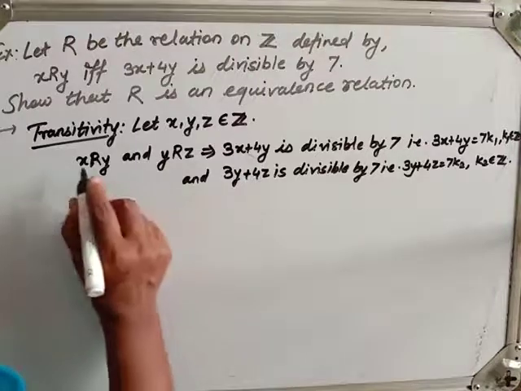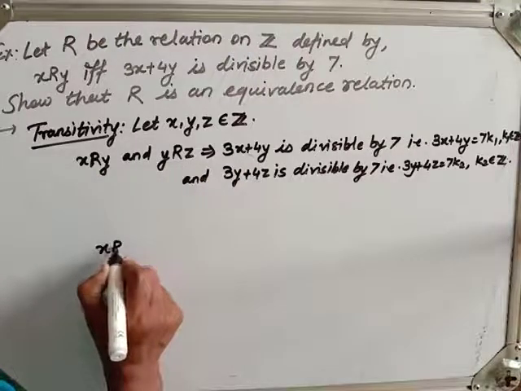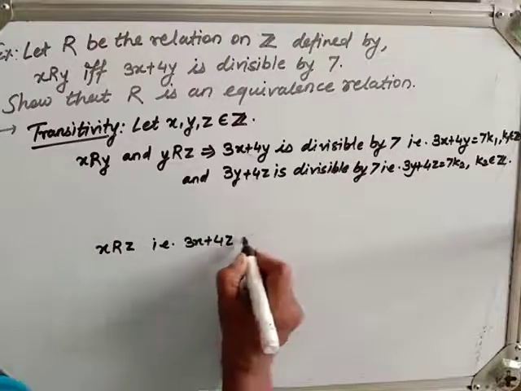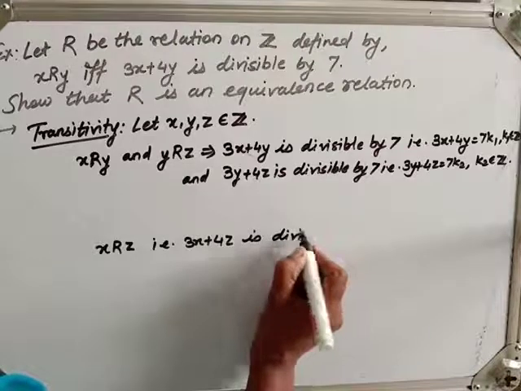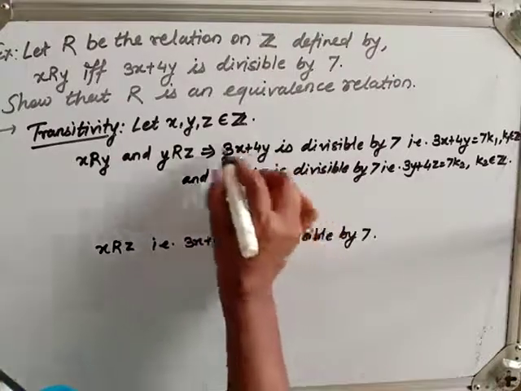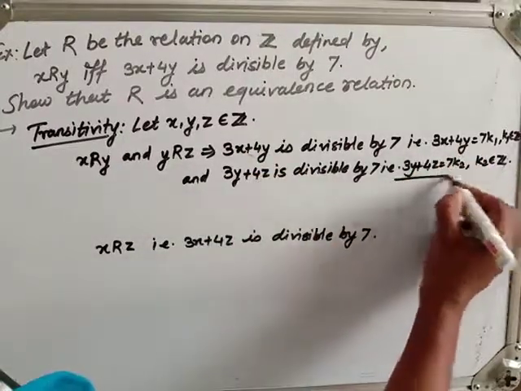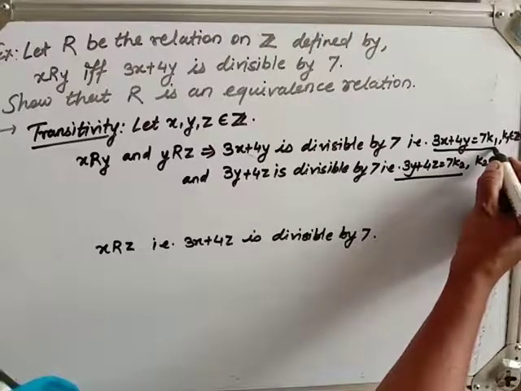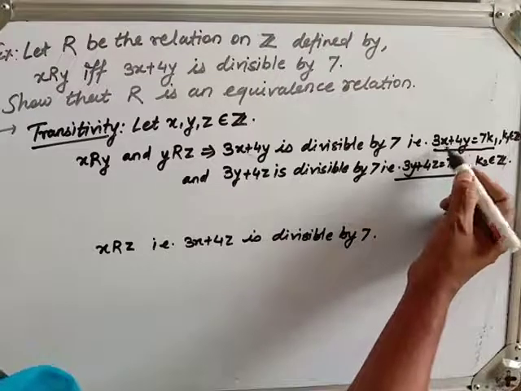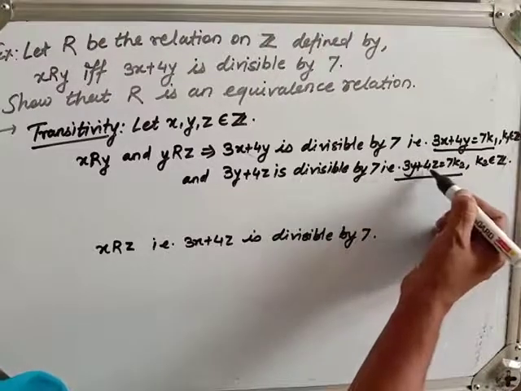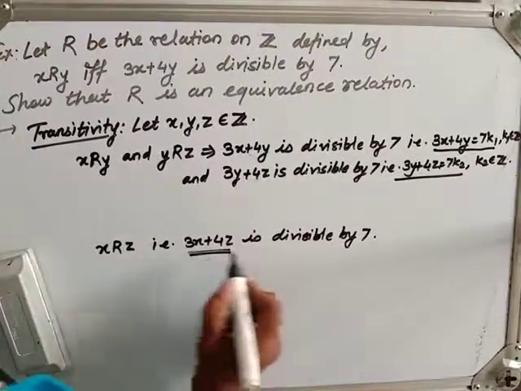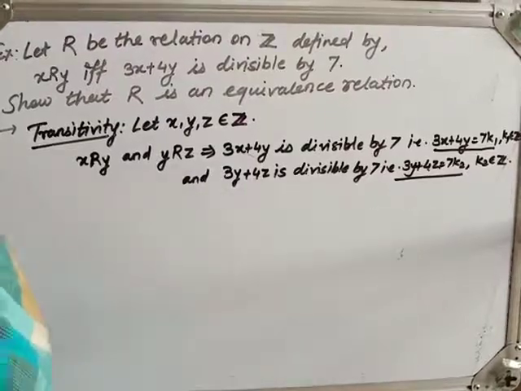Now our aim is to show that x related to z, that is to show 3x plus 4z is divisible by 7. So now let us add these two equations. 3x plus 4y is equal to 7k1 and 3y plus 4z is equal to 7k2. While adding, the left hand side will become 3x plus 7y plus 4z. So there is such a thing, 3x plus 4z. So let us add them.